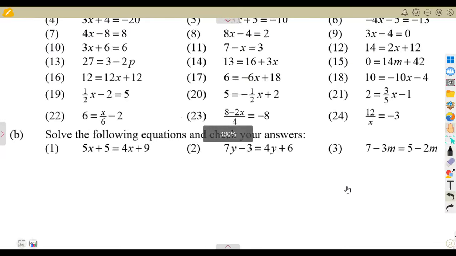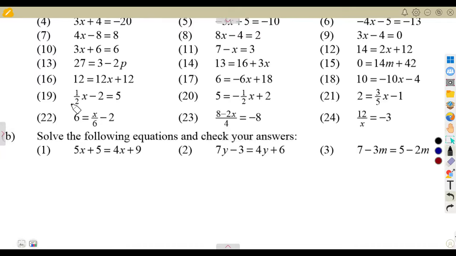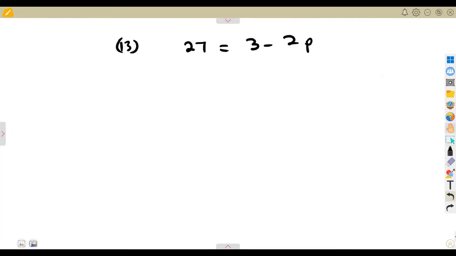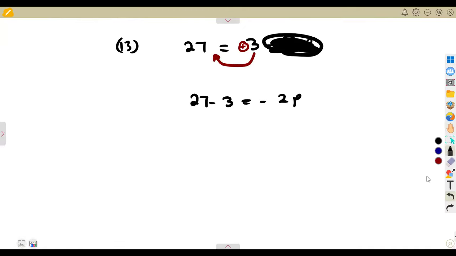So it cannot be just for x. It can be for any letter that you're given, whether it's the letter p, like what we're given on number 13, where we are given 27 is equal to 3 minus 2p. It's still one and the same thing. In order for us to solve, you're supposed to find the value of p. What is the unknown value? So if you transpose the 3 to the other side, it's going to be a negative. It was a positive on this side, so it will be a negative on the other side. 27 minus 3 is equal to minus 2p. The p carries the minus 2.